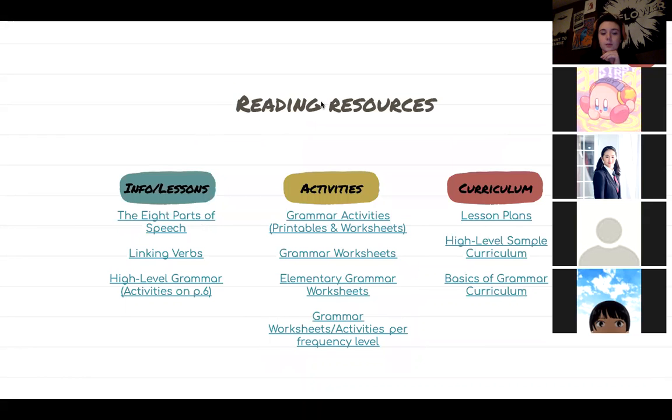And finally, looking at the reading resources. I'm not going to link this because it's a lot, but here's some information about grammar, and some lesson examples, and then some reading activities that you can do. And then finally, some sample curriculums and lesson plans are in this.